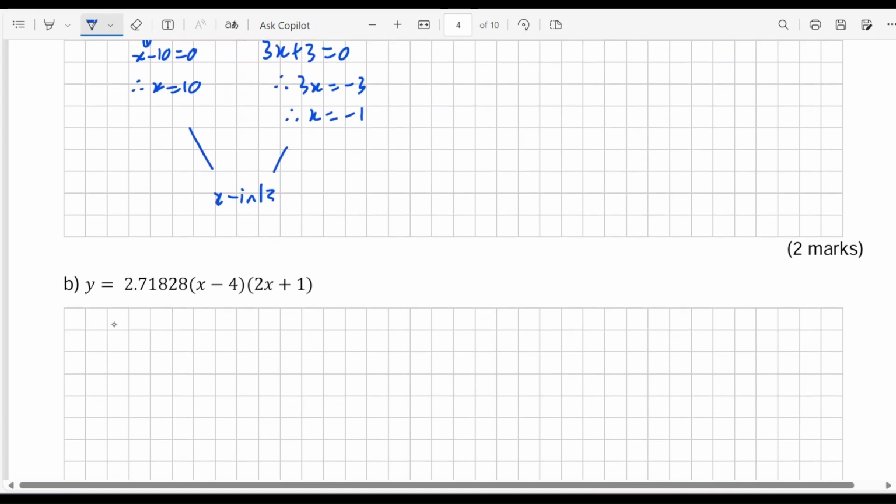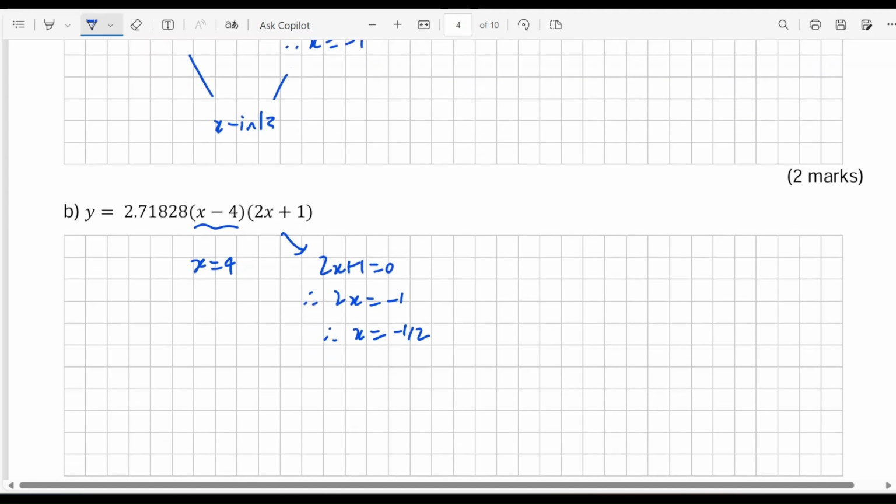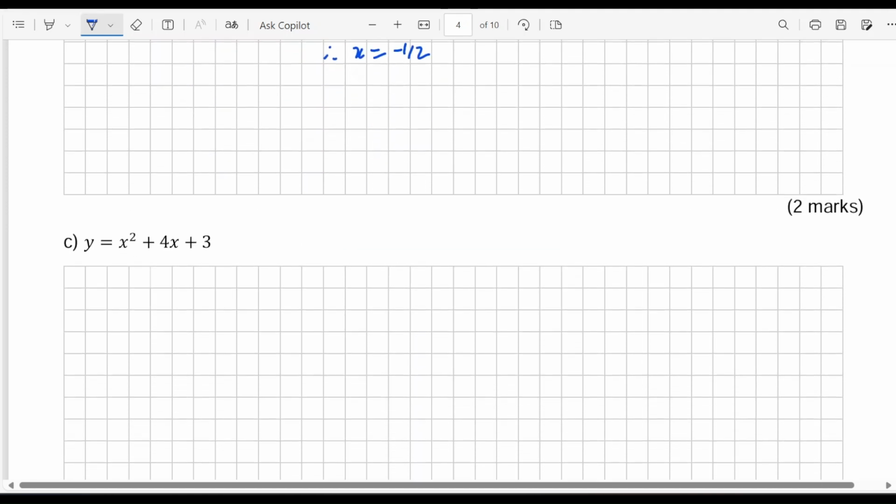Here it's the same thing. It's just got the constant out the front. So x is 4, or 2x plus 1 equals 0. So 2x is minus 1. X is minus a half. I really want to point out, you could actually graph these and find the x-intercepts too. You get the right answers.